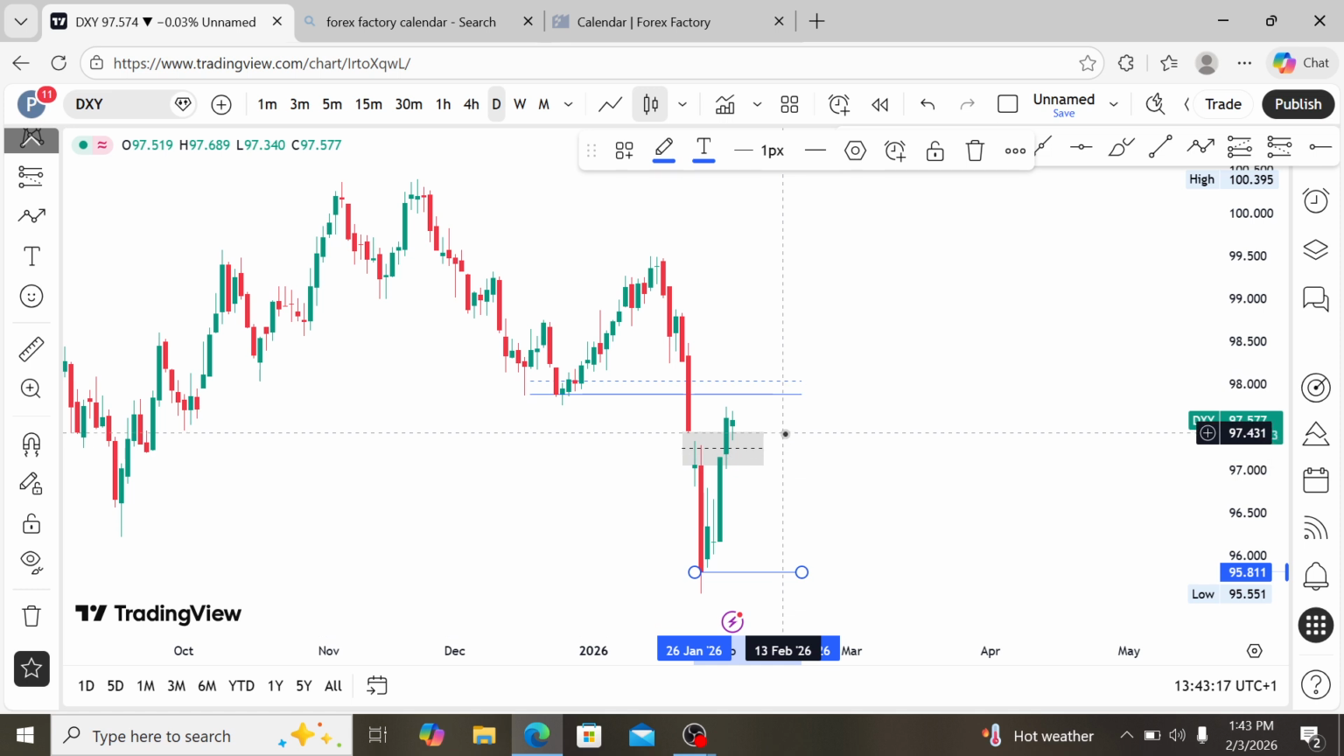Remember, we have NFP for this week and we have other high impact news for this week. So that's actually going to be one of the things impacting my trade ideas for it to drop back down here. So I'll be looking at that as well.